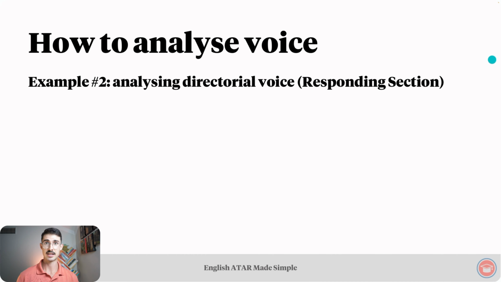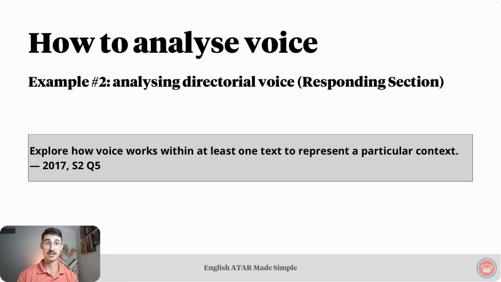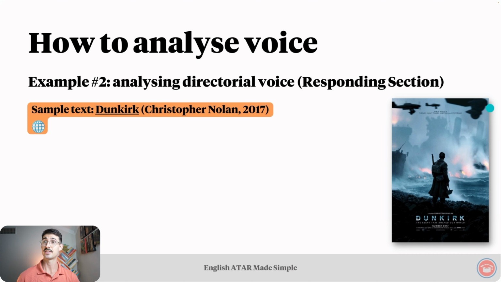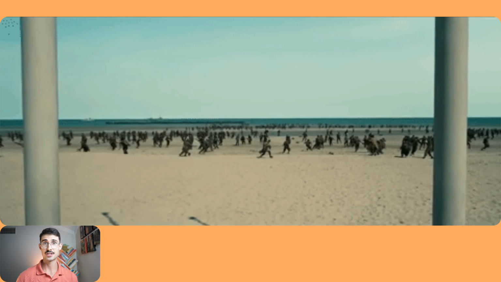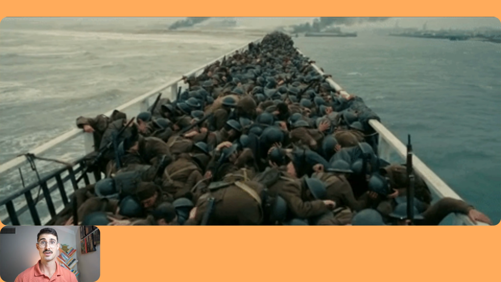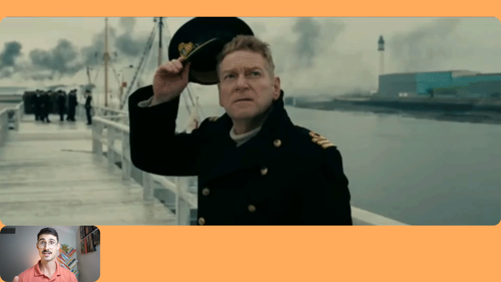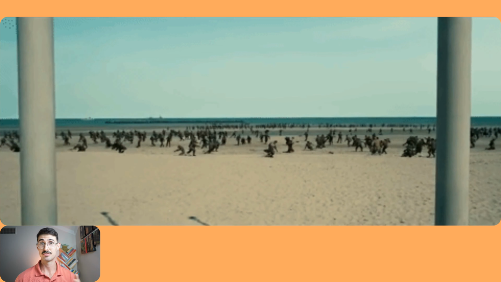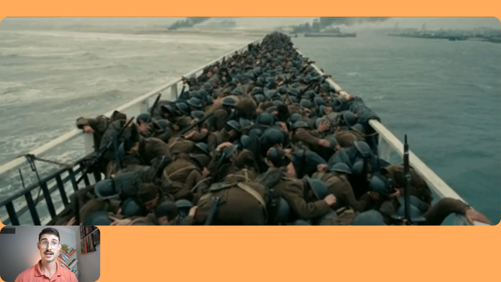Let's check out an example of analyzing directorial voice in relation to a responding section question. And that question is, explore how voice works within at least one text to represent a particular context. 2017, section 2, question 5. And our sample text is Dunkirk, directed by Christopher Nolan, 2017. I've included a little interview of Christopher Nolan that kind of describes the relevant part of the text that we're going to discuss. So go and give that a watch. It's in the resources tab below the video. Come back once you're done.